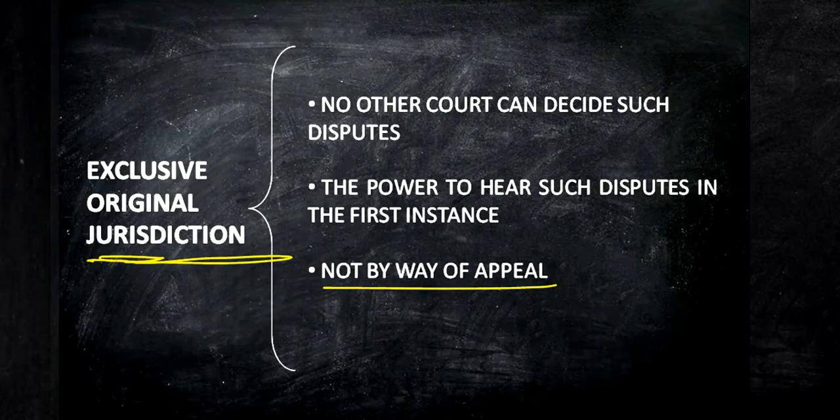Do you understand? See, what I have finally explained in this particular thing is that exclusive original jurisdiction is given to the Supreme Court. Okay, and it implies that the Supreme Court has the sole power to resolve all the disputes between the center and the state, and those disputes I have explained. So this is the power of the Supreme Court to decide or resolve the disputes between center and state.